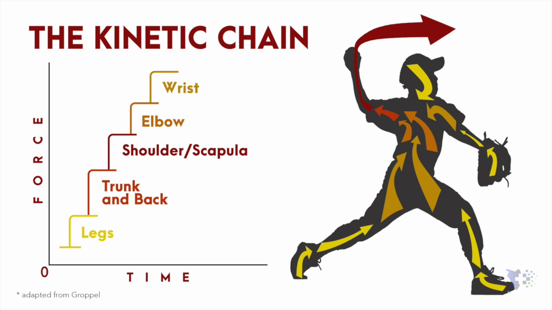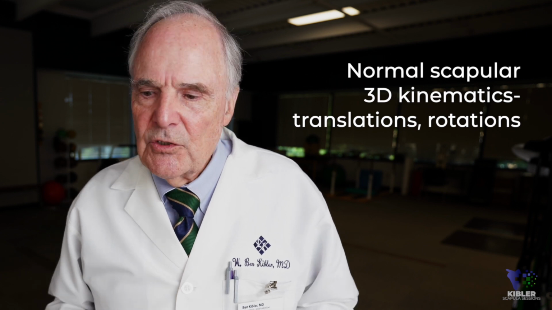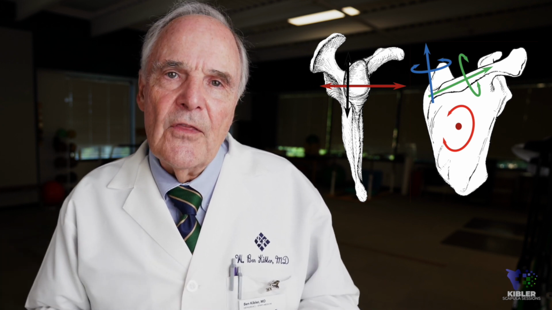This schematic shows the flow of energy from the foot to the hand, with the scapula being a key link in the middle of the kinetic chain. The normal 3D kinematics has two translations, one of superior-inferior translation and one of medial-lateral translation, and three motions: upward-downward rotation, anterior-posterior tilt, and internal-external rotation.